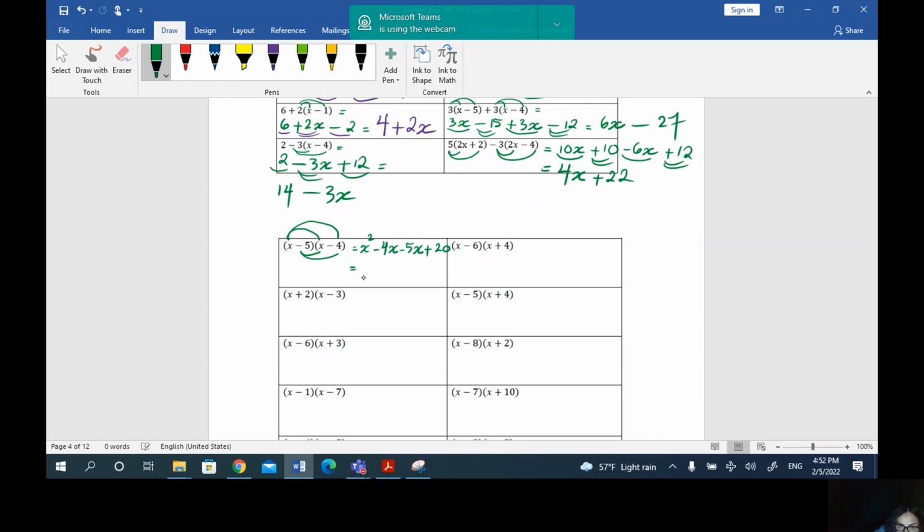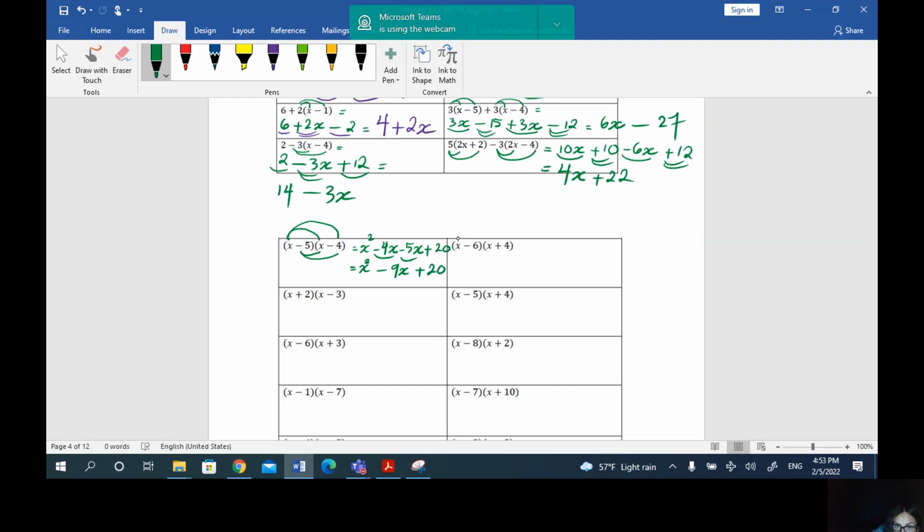Let's collect like terms. X squared is on its own. There's no like term to x squared. Minus 4x minus 5x, they are like terms. So minus 4 minus 5 is minus 9x, and plus 20 is on its own.